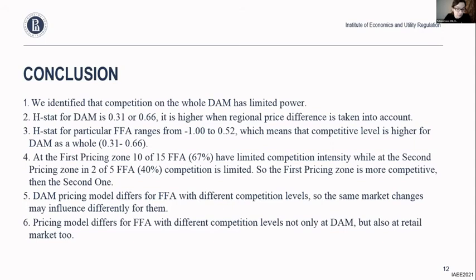And price influence factors are different at free flow areas with different competition, not only at the wholesale market, but also at the retail market. And cross-subsidy components in electricity prices influence both free flow area types, but the influence differs. So the same regulation tools may lead to different results in different free flow areas.